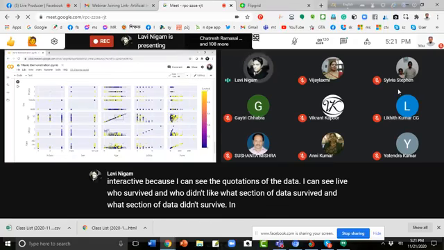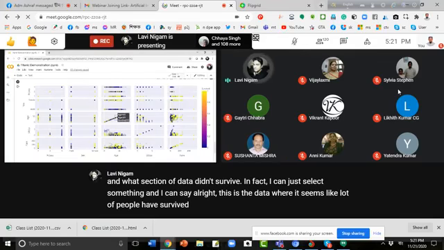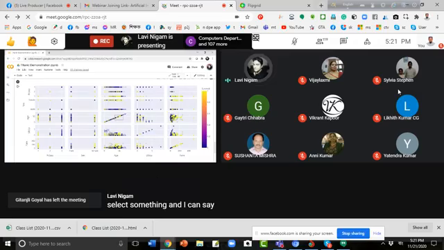In fact, I can just select something and I can say, all right, this is the data where it seems like a lot of people have survived. And I can see the age of those people, I can see what is the variation of age and things like that. So this is very powerful.